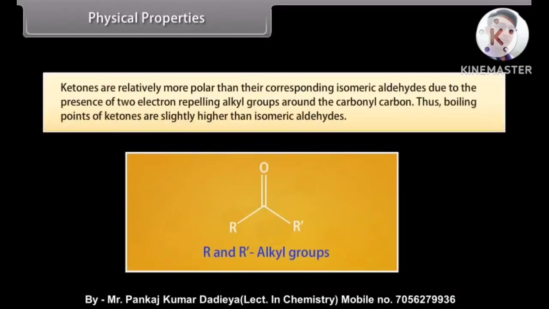Ketones are relatively more polar than their corresponding isomeric aldehydes due to the presence of two electron-releasing alkyl groups around the carbonyl carbon. Thus, boiling points of ketones are slightly higher than isomeric aldehydes.